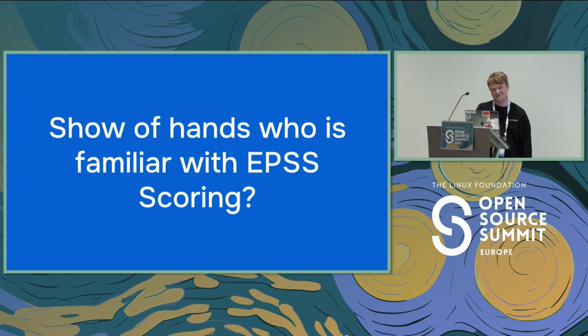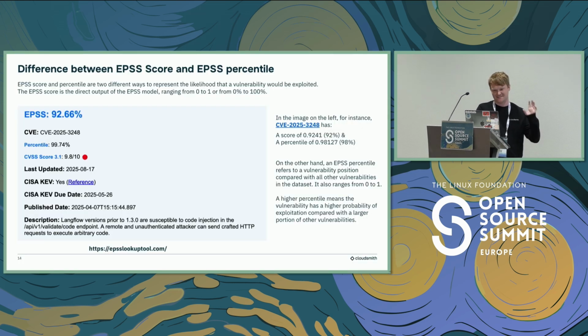So here we go. Show of hands, who's familiar with EPSS? Okay, so we have a few people. That's great. Then I won't go into too much length on what the score is, mainly for those who haven't seen it before. As I say, you see scores like 0.9241, which is 92%. It's just the way the numbers show up. And again, they'll be presented in this order.